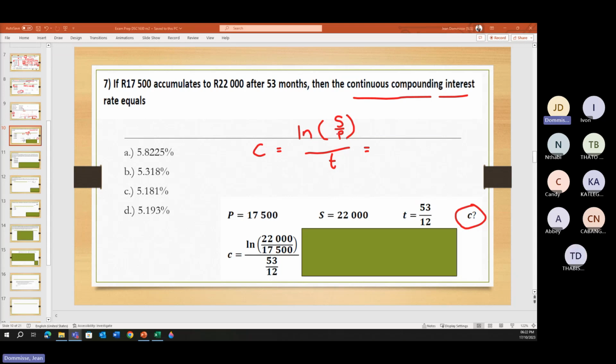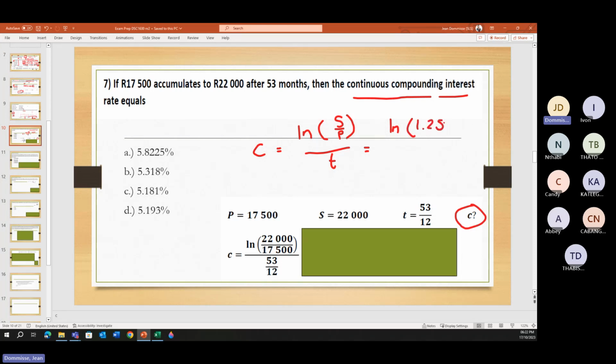So what is important, and again, depending on how your calculators work, with this one on my HP, I will first need to work out the 22,000 divided by 17,500, which will be 1.2571. So then I can only work out the ln of that.